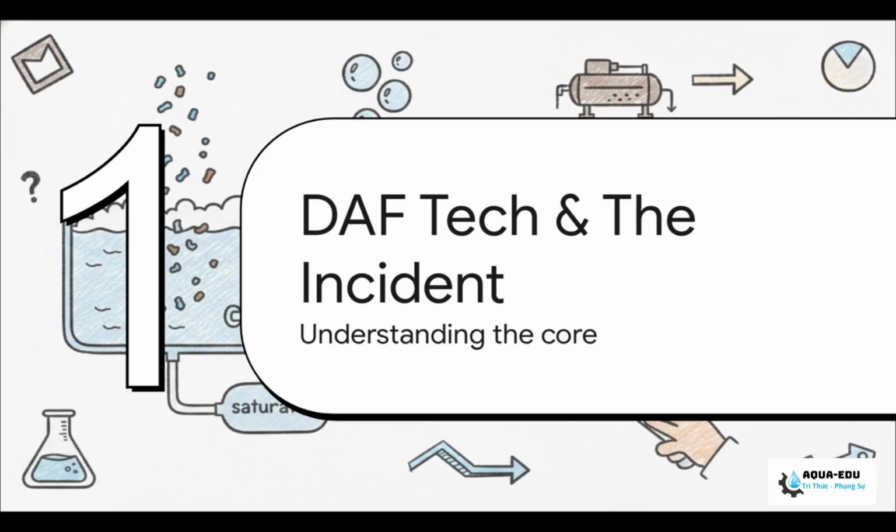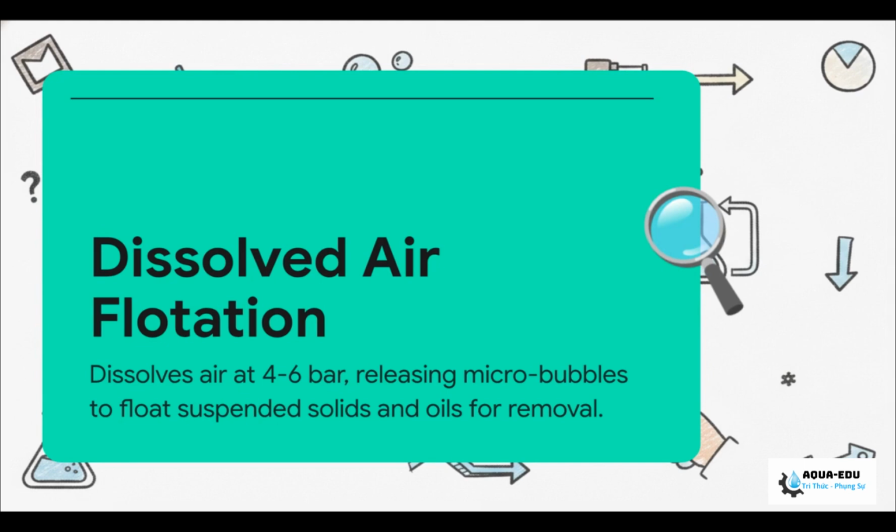Let's dive right into the core mechanics of what we're actually dealing with here. As you guys know, the beating heart of our DAF system relies on keeping that saturator pressurized at a solid 4 to 6 bar. That's what dissolves the air into the recycled water. Then, bam, when that highly pressurized water hits the pressure relief nozzles, it drops instantly to atmospheric pressure. This physical reaction releases literally millions of tiny 30 to 100 micrometer microbubbles.